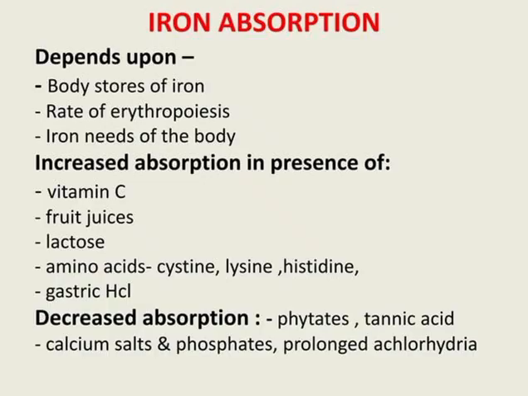Here the iron absorption mainly depends on three main factors. Iron absorption is the process by which iron from the food enters the bloodstream and is utilized by the body for hemoglobin synthesis and oxygen transport. The three main factors are: first, body stores of iron; next, rate of erythropoiesis; and the third, iron requirement of the body. First one is body stores of iron.